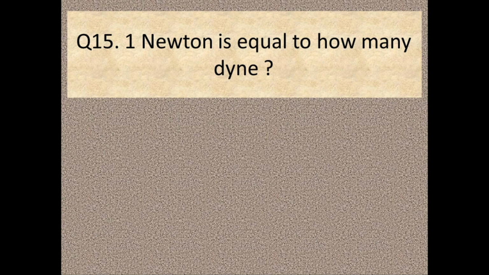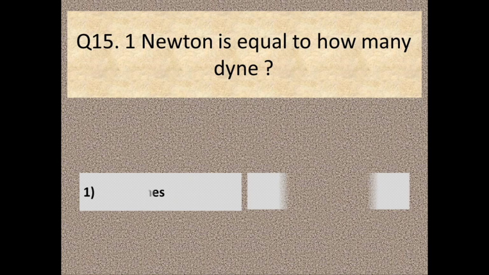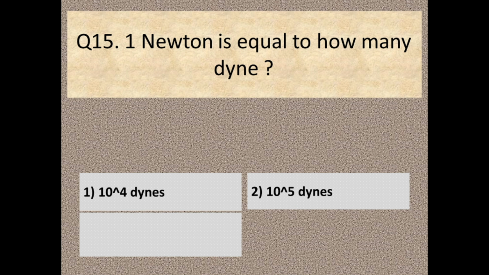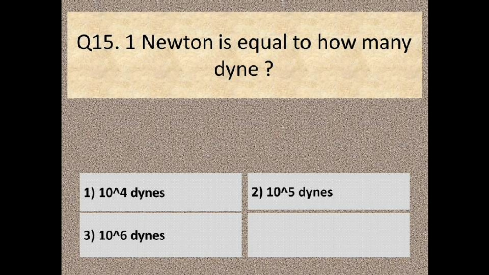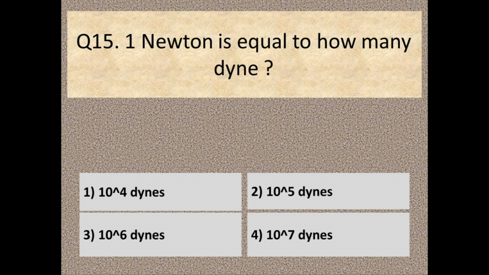Next. Question 15. 1 Newton is equal to how many dyne? And the options are: Option 1, 10 to the power of 4 dynes. Option 2, 10 to the power of 5 dynes. Option 3, 10 to the power of 6 dynes. Or, Option 4, 10 to the power of 7 dynes. And the answer is, Option 2, 10 to the power of 5 dynes.